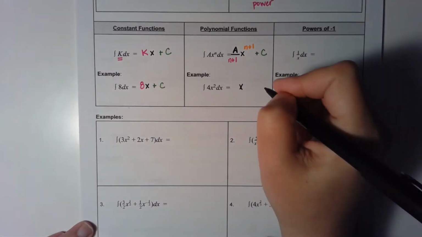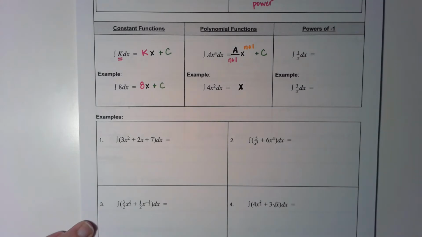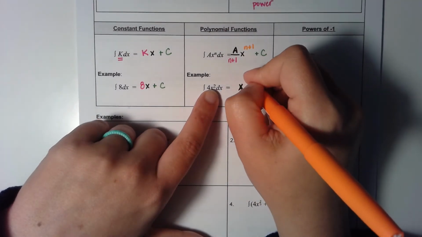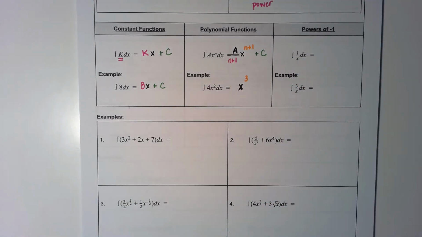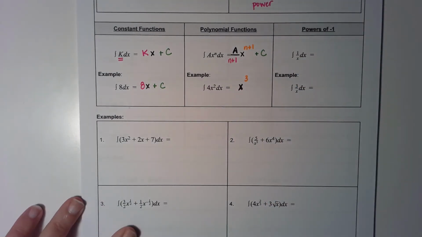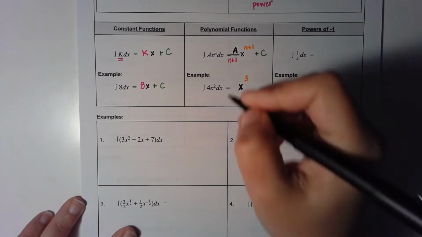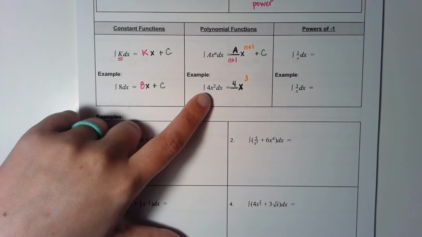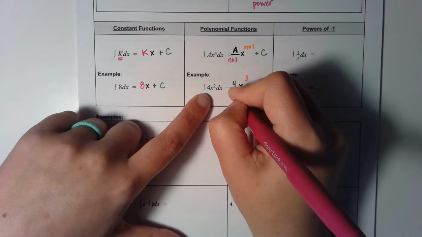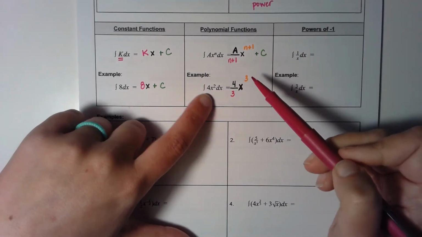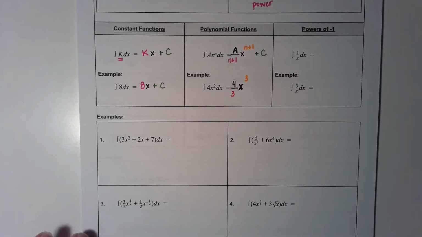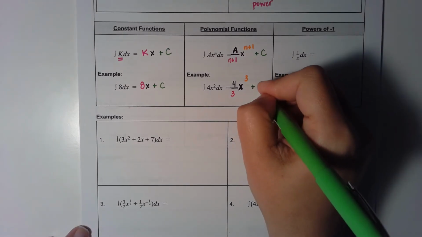First, I'm going to add 1 to the power. So I'm going to write down the x, and then I'm going to add 1 to the power. So if this is a 2, my antiderivative would have been a 3. Then I'm going to divide by the new power. So if this is a 4 that's already here, I'm going to divide by that new power, the 3. So you can see it's a two-step process. First, add 1 to the power, then divide by the new power. And then I'm going to put a plus c.